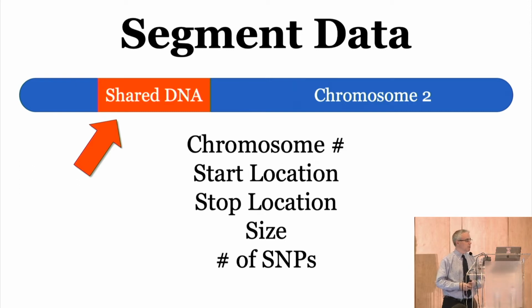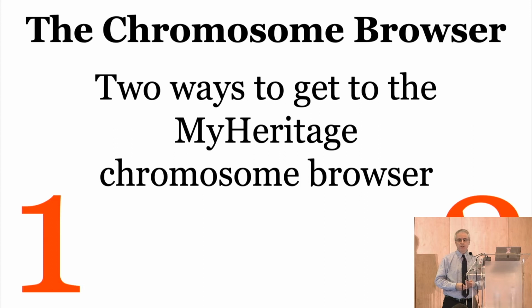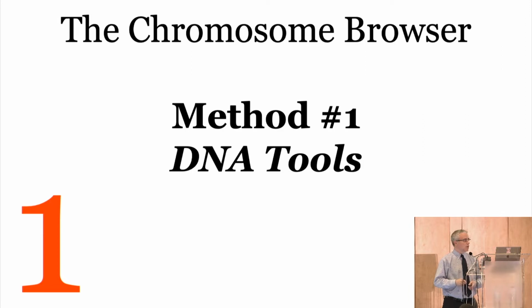Now, we can get that information in 2 different ways. So there are actually 2 different approaches to get segment data, the GPS coordinates, from the chromosome browser at MyHeritage. And I'll show you both ways to do that. The first way to look at the chromosome browser at MyHeritage is through the DNA Tools portal.